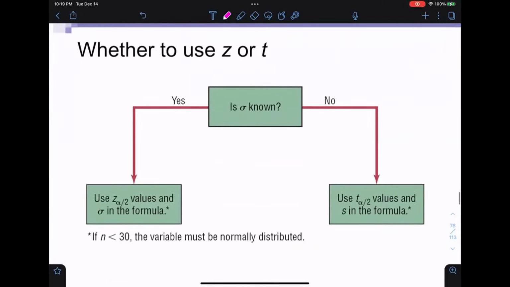So the question becomes, when do I use the z-test and when do I use the t-test? You have to ask yourself this question: is sigma known? If yes, you use the z-test, and if n is less than 30, the problem must say that the variable is normally distributed. If sigma is not known and you're using, for example, the sample standard deviation, you have to use the t-test. That's it. Ask yourself this question when you're doing the problems.